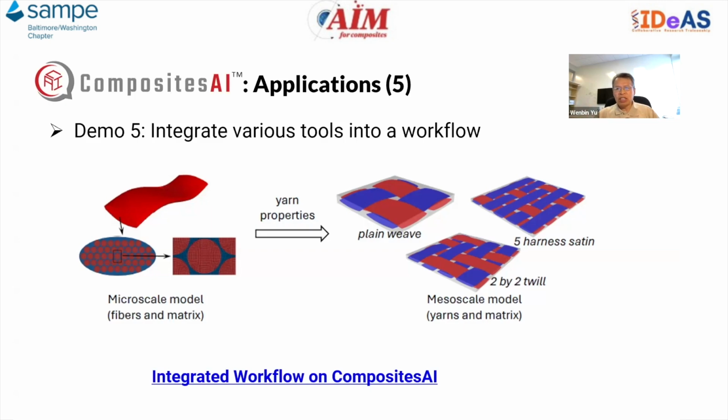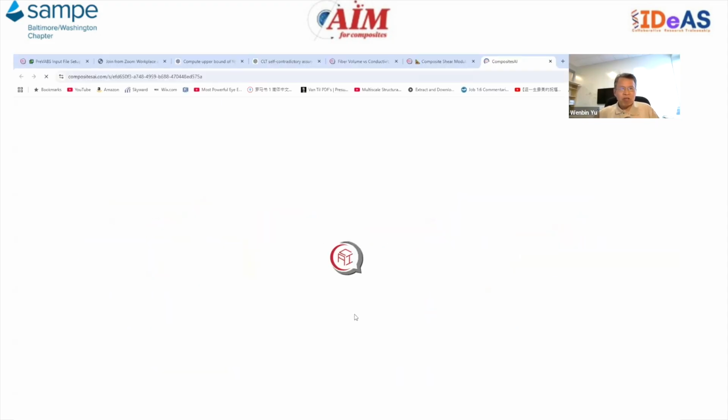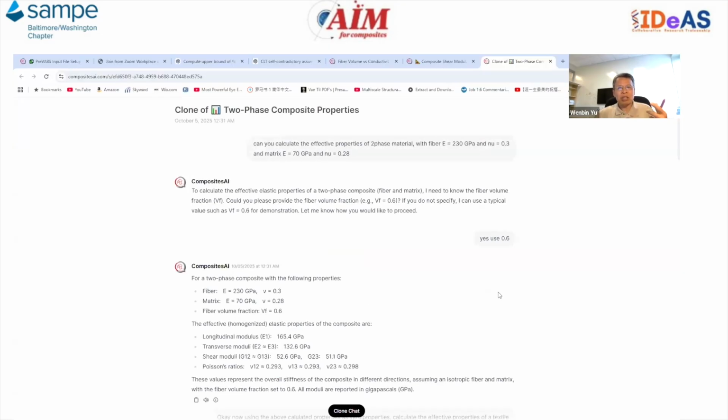For example, this is a simple example. When you do a prediction of woven composites, you need to start from fiber and matrix to get the yarn properties, then take the yarn properties using the woven architecture to predict the woven properties. So there are two steps. Usually we do it step by step. And once you do it once, then the AI can recognize and link these multiple steps into one workflow.